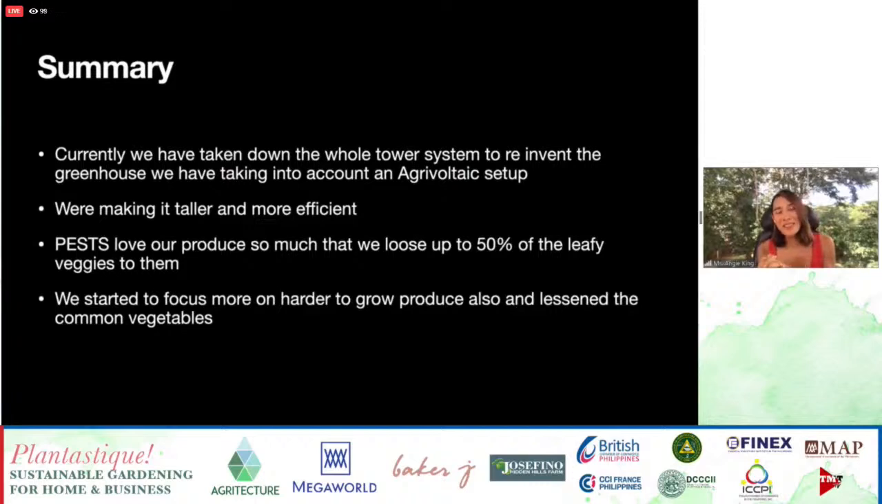And also the pests love it so much that we lose up to 50% of the leafy produce to the pests. Also, even if they don't attack the actual vegetable, the leaves are the ones that give the vegetable energy to get bigger. And if the leaves are all holed up or eaten, then it makes the vegetable grow a little slower also.